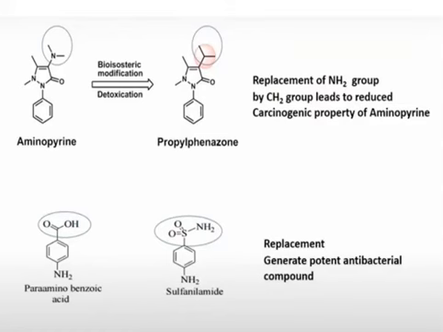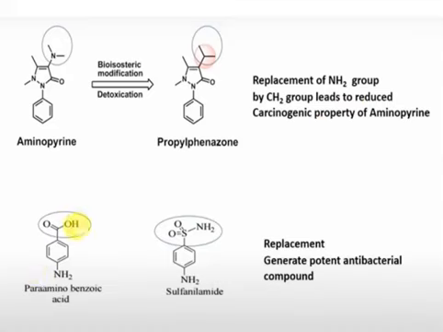Just for example, here we have two groups. Here we have aminopyrine. You can see that we have nitrogen here, right? This aminopyrine, although it's biologically active, has the side effect that it causes cancer. So what we do is carry out the isosteric replacement. We just replace this nitrogen with a carbon CH, and by this we retain the biological activity, but the carcinogenic side effect is reduced.